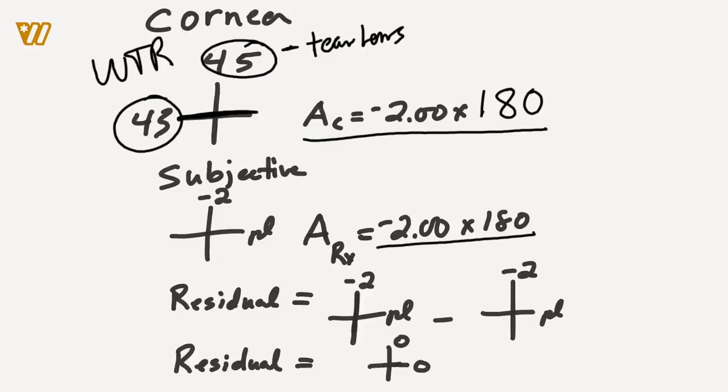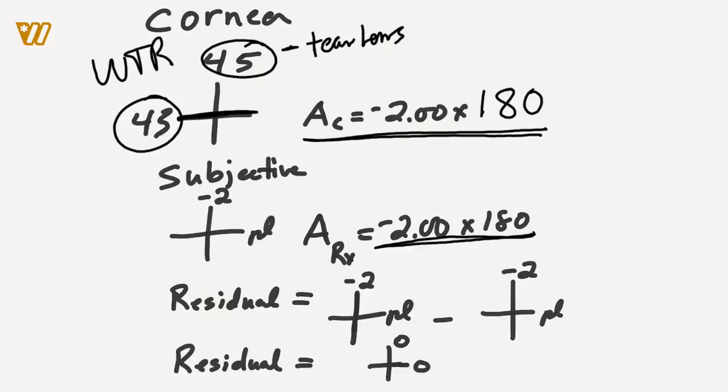Now, if we look at the subjective, right, we put that on a power cross. This one's a little bit easier, right? We just put that on the power cross plane on -2. We're going to get -2 axis 180, right, as our astigmatism, as our refractive astigmatism. All right, so now that we have our refractive astigmatism, we have our corneal astigmatism.